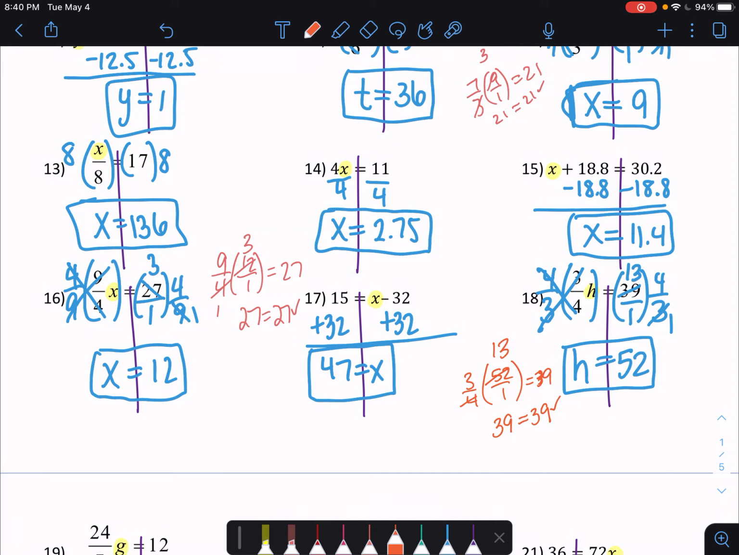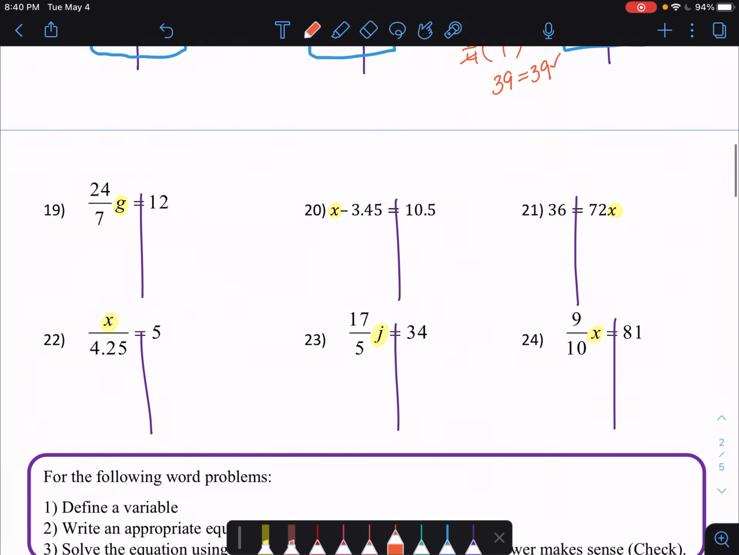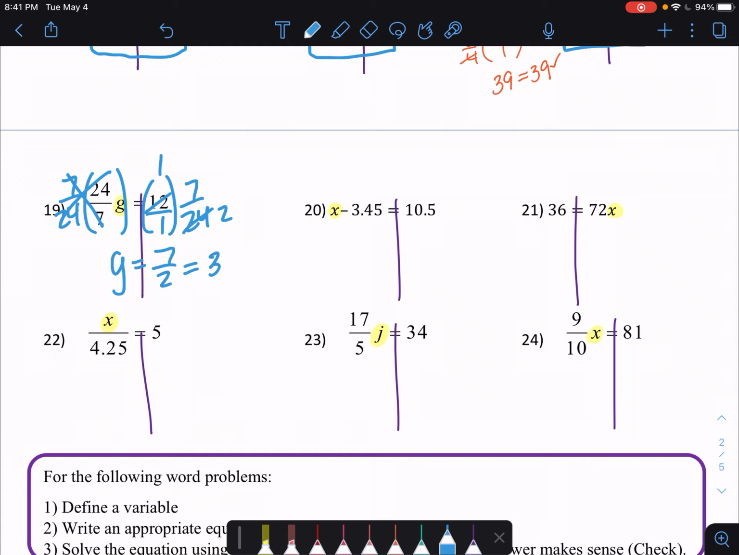I'm showing the check on the fraction ones to show you how the multiplication of the fractions does simplify to that number on the other side. So number 19, I'm going to multiply by 7 over 24 on both sides. So these all cancel, and I'm left with g. This becomes a 1, and this becomes a 2. So I can leave it as 7 over 2, or I can do it as the decimal answer 3.5.